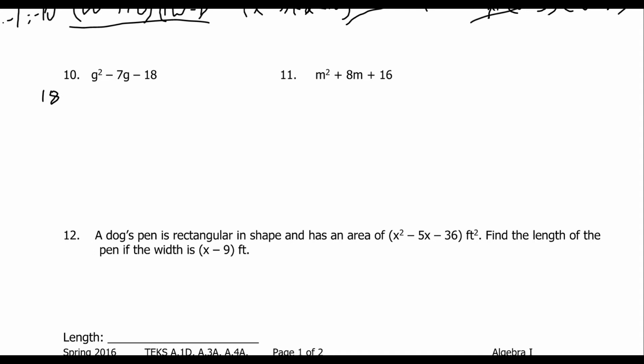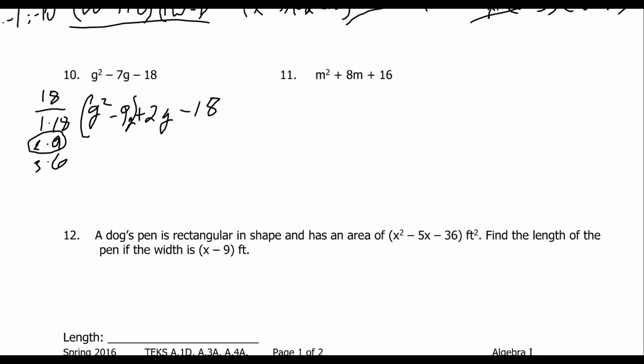We're going to have 18, that's 1, 18, 2 and 9, 3 and 6. I see a pair right there that's going to be useful to us, because 9 minus 2 is going to be 7. So what we have is g squared, and let's go with minus 9g plus 2g minus 18.